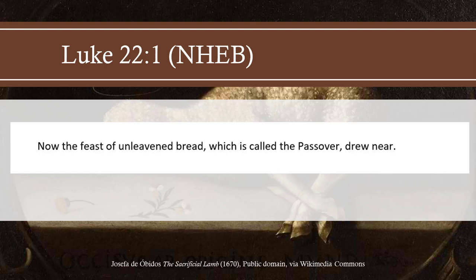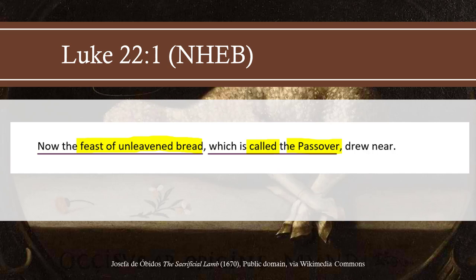Luke's going to tell us over and over and over, it's the Feast of Unleavened Bread, which is called the Passover. And so you have two separate things, but they're smooshed together. Festival of Unleavened Bread, that's a seven-day feast, and it's called the Passover. Okay? So that was last week in Luke. Now, we're going to try to figure out how this is going to flow, not only in Exodus, but then for Jesus as well. So we're going to carefully walk through this.